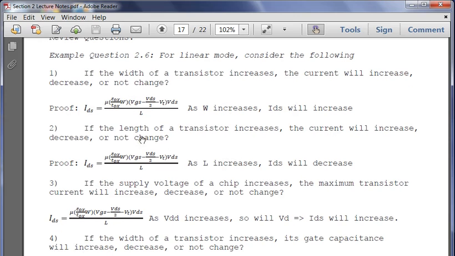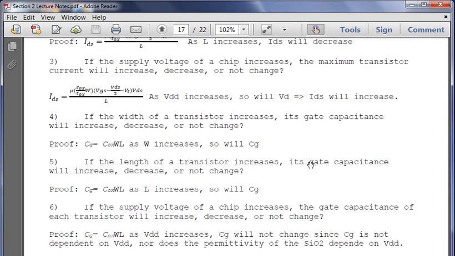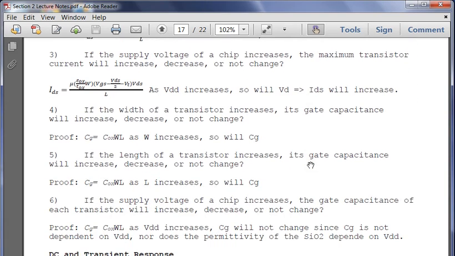Same thing. If the length of the transistor increases, the current will increase, decrease, or not change. L is in the denominator, so as this increases, that means this quantity will decrease. Therefore, IDS will decrease. If the supply voltage of a chip increases, the maximum transistor current will increase, decrease, or not change. We know VDD is going to increase. Therefore, VDS is going to increase, and therefore IDS is going to increase as well.